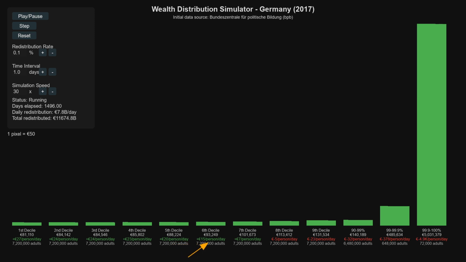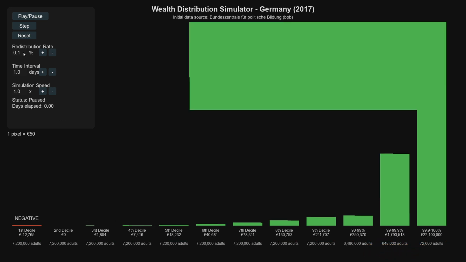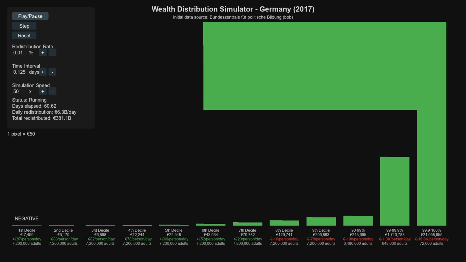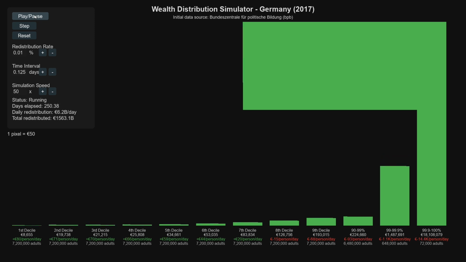And notice how most people in the bottom 70% are gaining wealth, while the system is being funded primarily by the very top brackets. Even with this small redistribution rate, over time we see meaningful changes in the wealth landscape. We can adjust parameters like the redistribution rate, time interval, and the simulation speed to see different scenarios. Now, for instance, I will show what happens if we redistribute 0.01% every 3 hours.